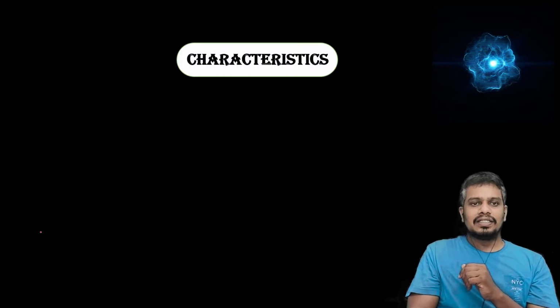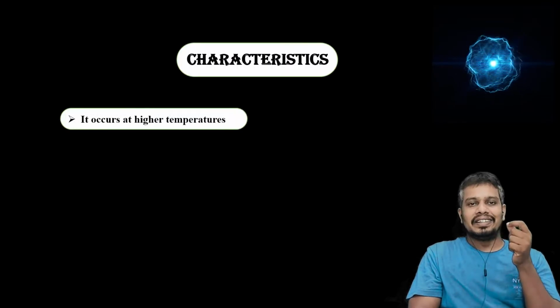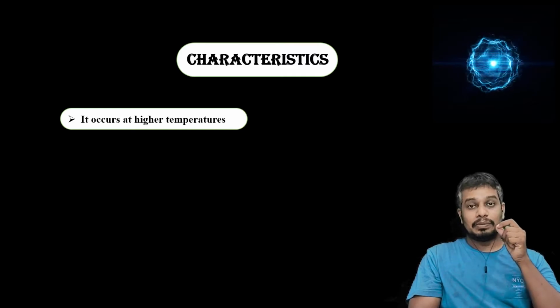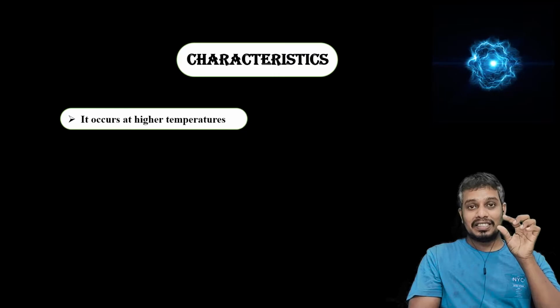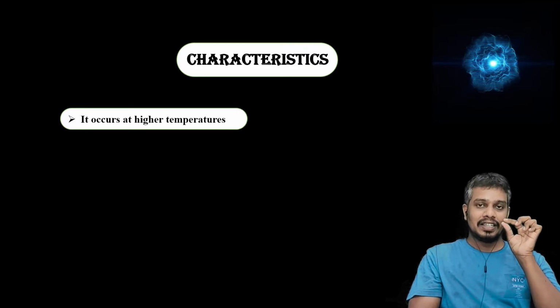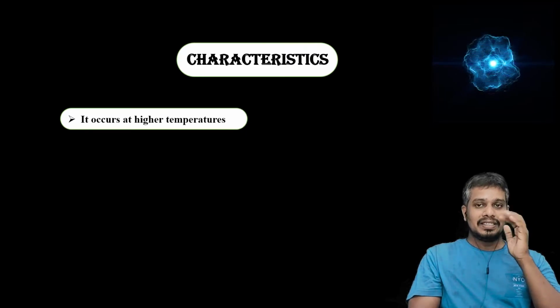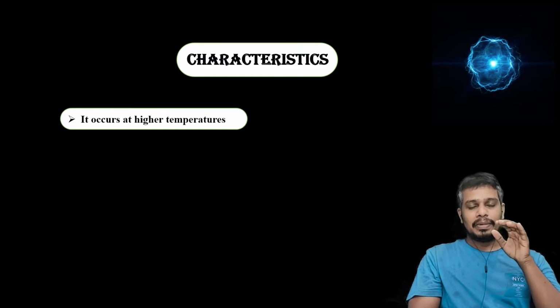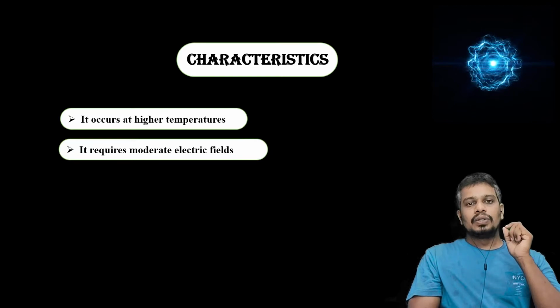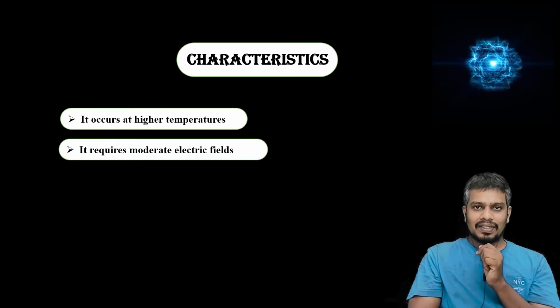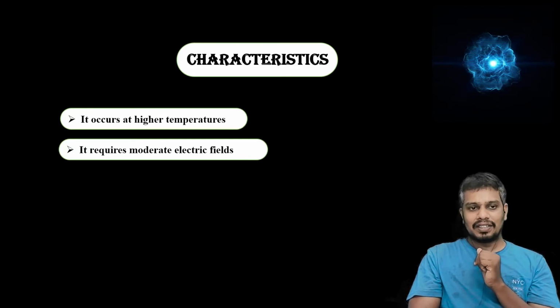What are the characteristics of the thermal breakdown, one can ask? It occurs only at high temperature, because the dissipated heat will be lower than the generated heat inside the dielectric. So the generated heat will be larger, then definitely the breakdown mechanism will occur due to the thermal energy. It requires a moderate electric field, no need of high electric field strength.